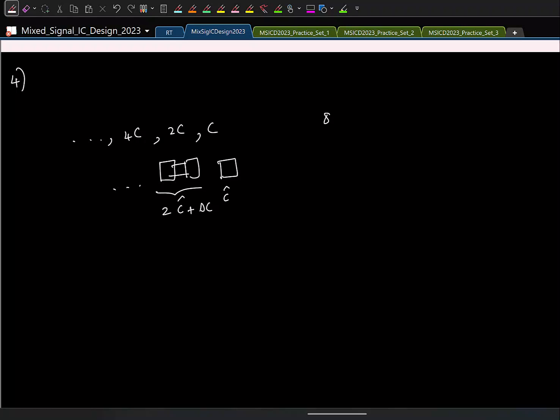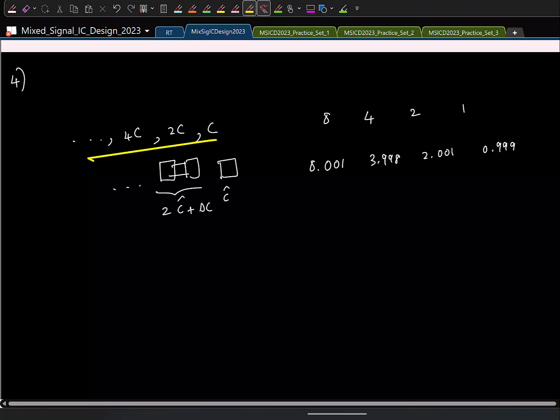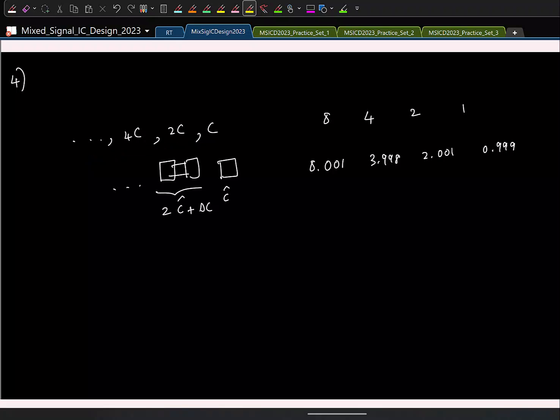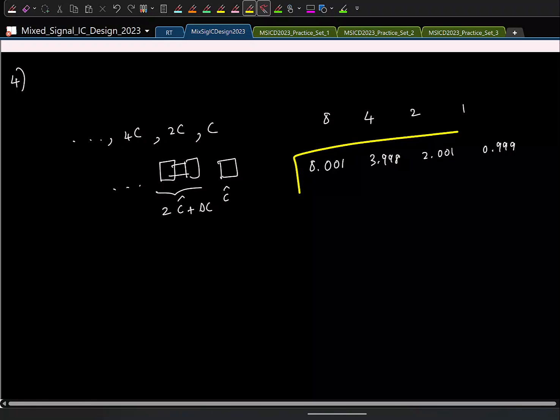So ideally, let us say you had capacitors arranged like this: 8, 4, 2 and 1. Now the scaling factors will be, let us say, 8.001, 3.998, something like this, simply because there is going to be mismatch among the capacitors. So we have mismatch among the capacitors, and the weighting factors have become like this. Now what will be the impact of this on the overall ADC performance?